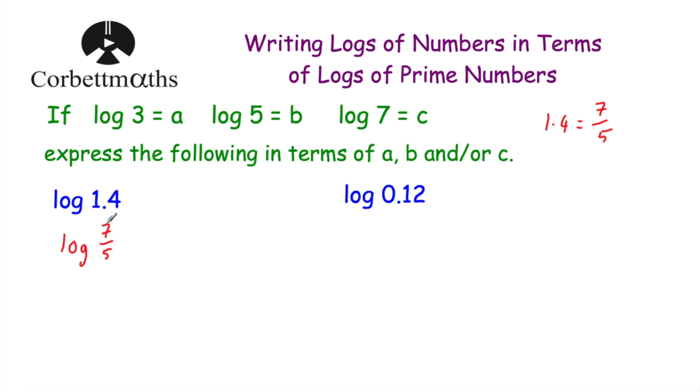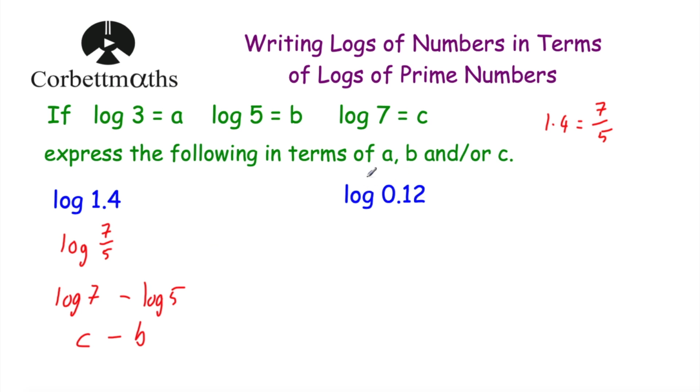This is fantastic because we've got the 7 and the 5, and if we have a look here, we've got 7 and 5. So we've got the log of a over b, remember, is log a minus log b, so let's split this up. This would be the log of 7 subtract the log of 5. And the log of 7, that's going to be c, and the log of 5, that's going to be b, so the answer would just be c minus b. So that's it, the answer is c minus b. Okay, let's have a look at our next one.